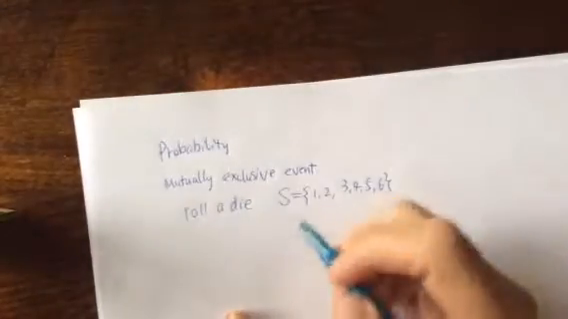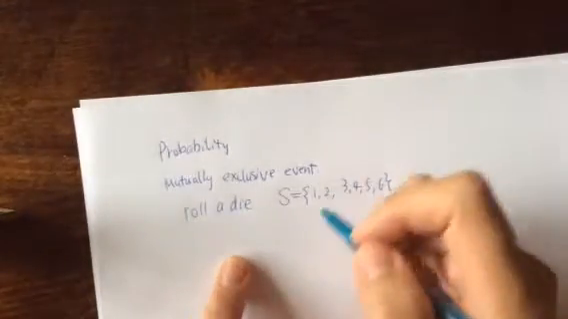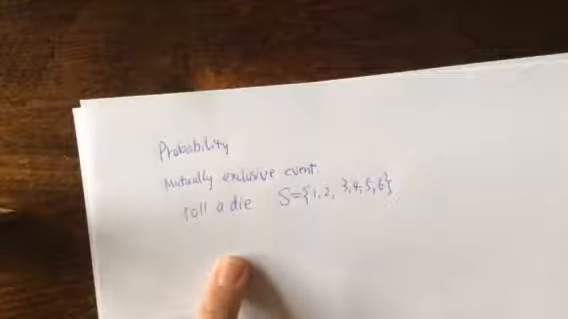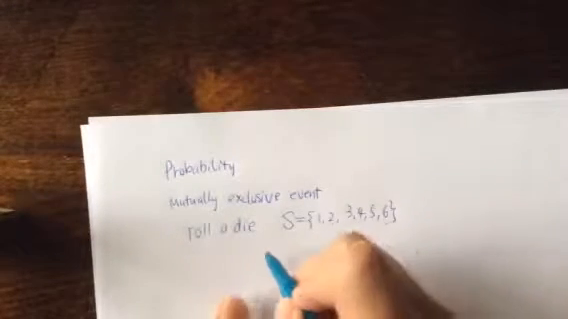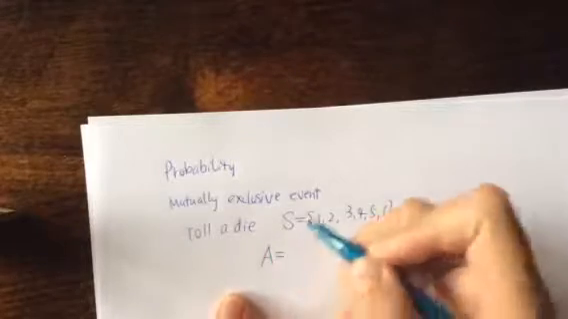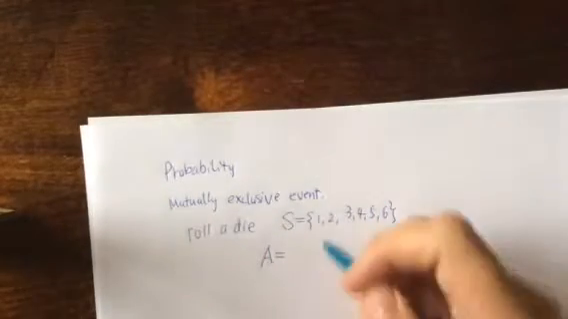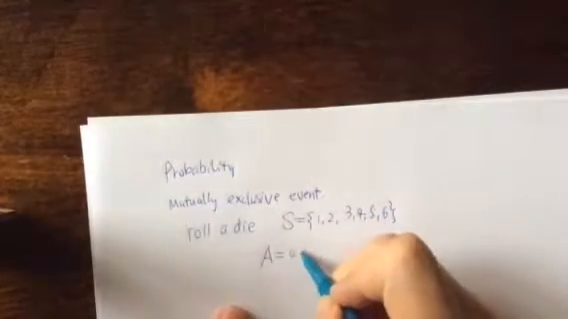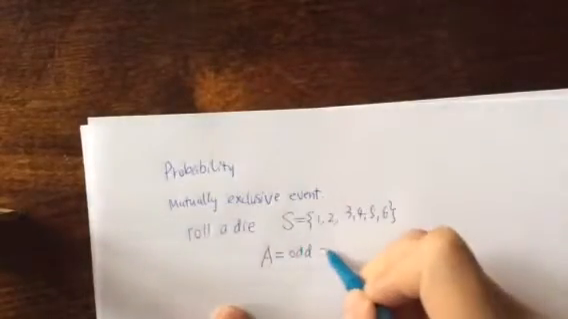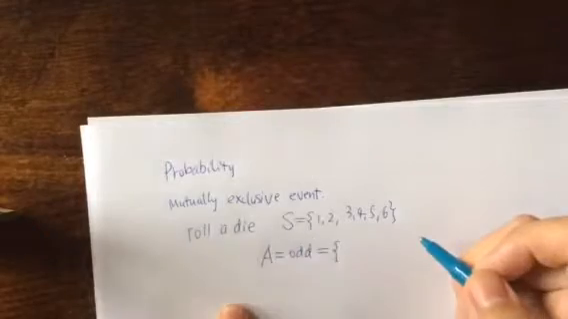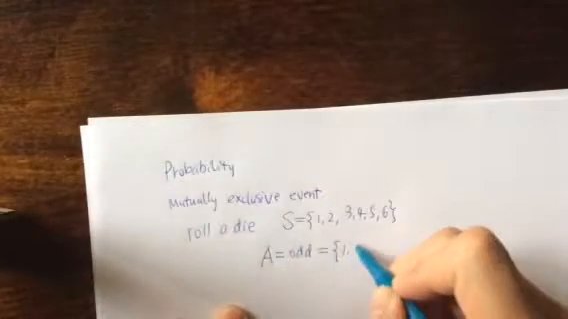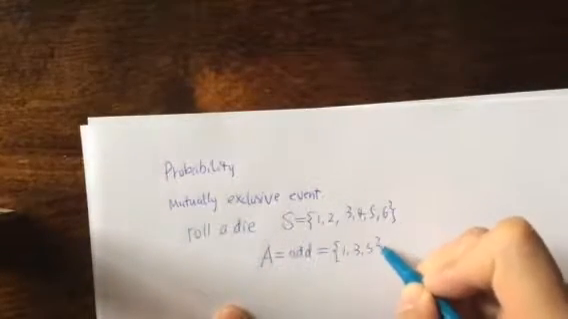Now, in probability, we calculate the probability of an event. So you have to collect a few outcomes and call that an event. For example, let's use A to represent the event of having an odd outcome. And then how many outcomes does that include? 3. And they are 1, 3, and 5.